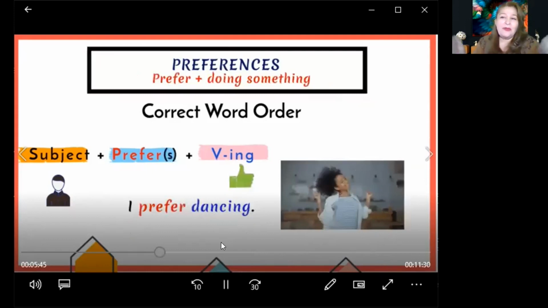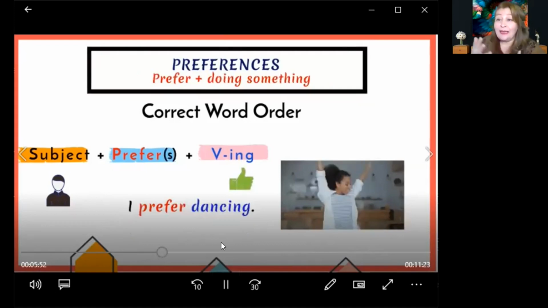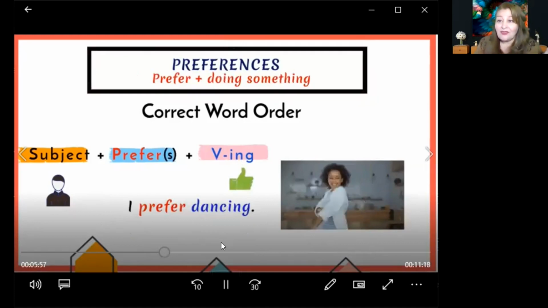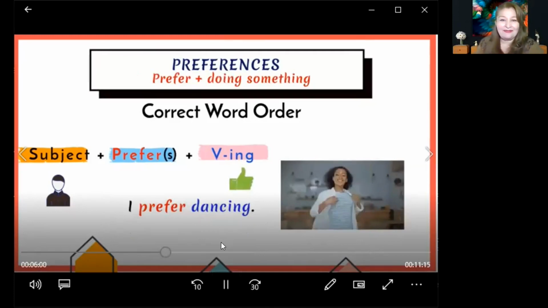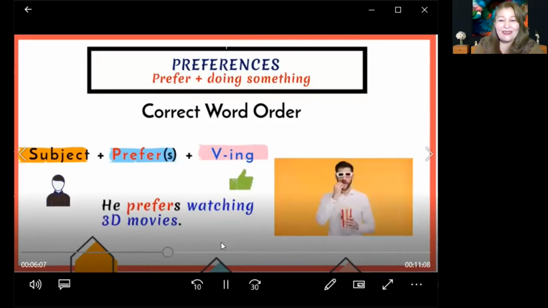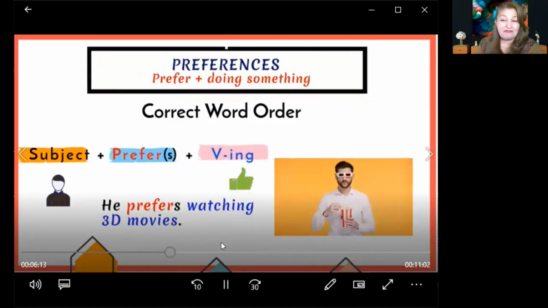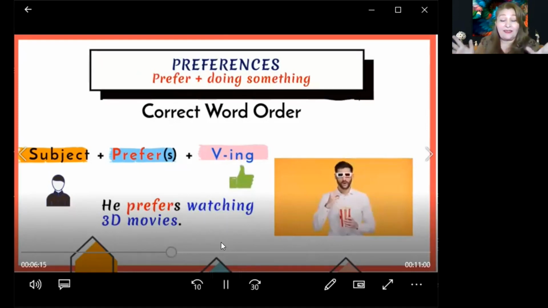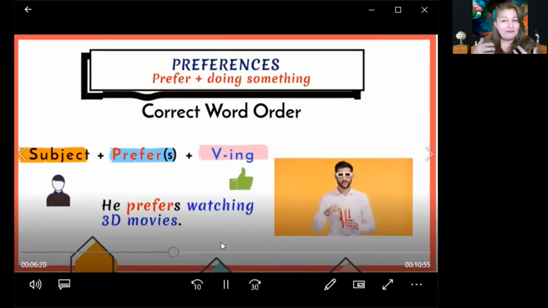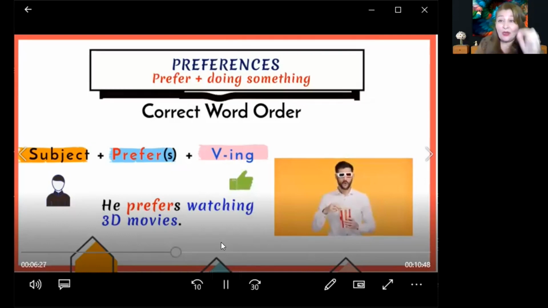Okay. And you may only say that I prefer dancing, I prefer drinking coffee, I prefer climbing. It's also okay. You can also say that to prefer doing something only. Okay. In this example, he prefers watching 3D movies. We didn't compare anything here. Be careful. We only say our preferences. Maybe you can sometimes compare two things or just say your preference. Okay.